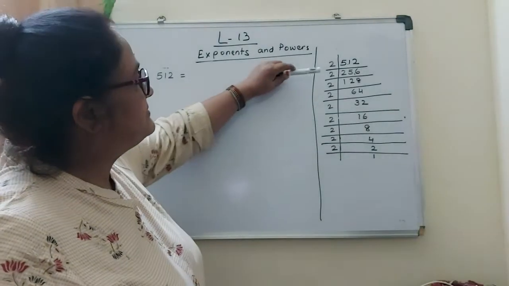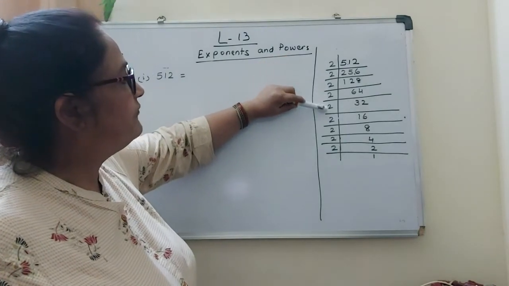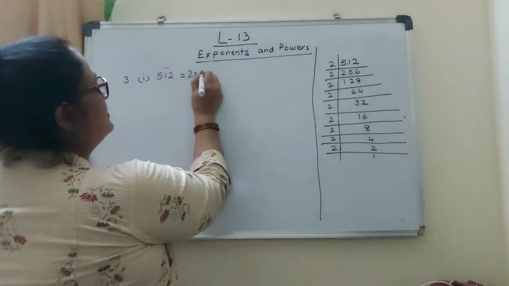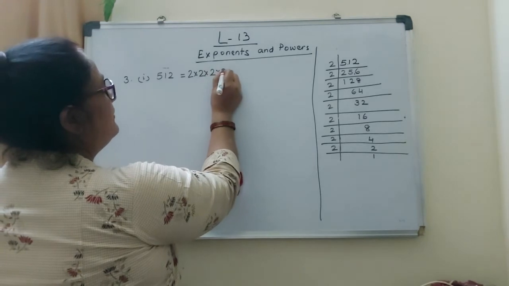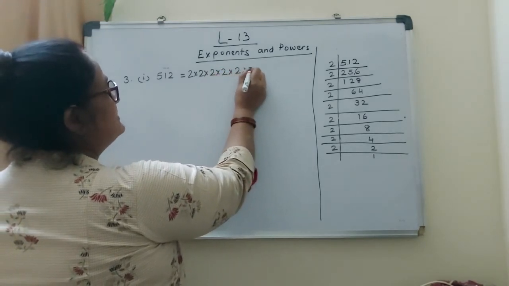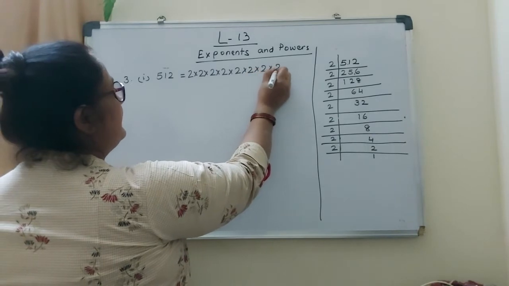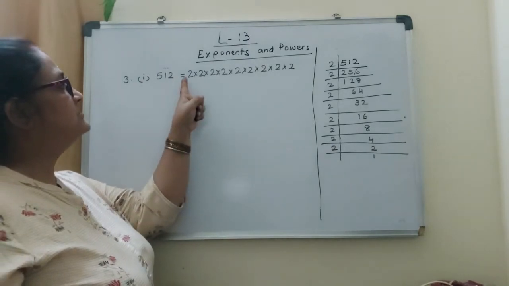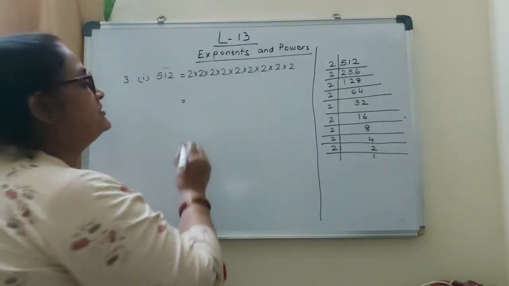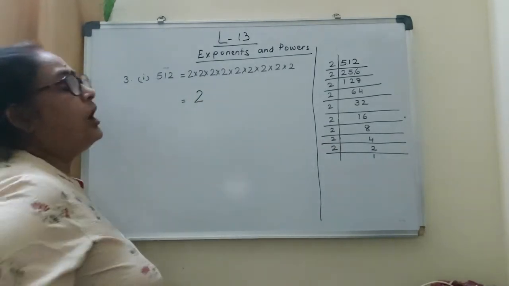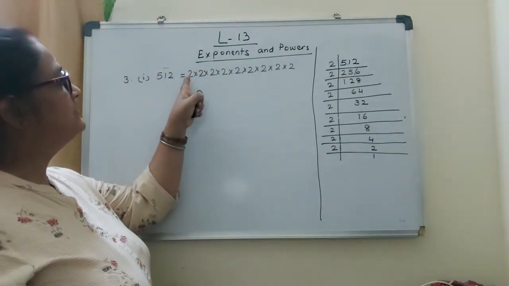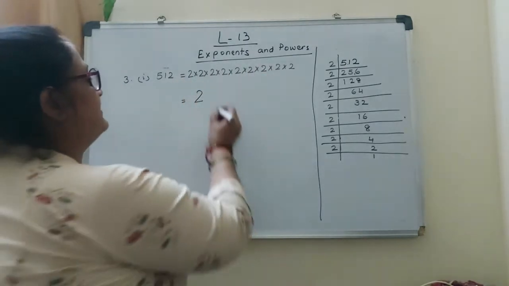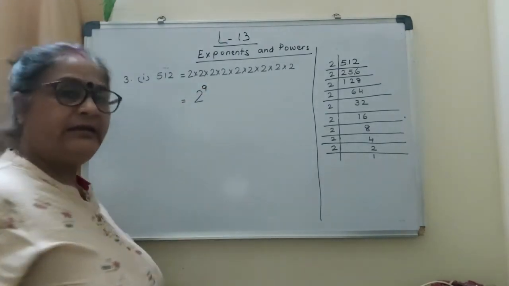Right. How many times is 2 occurring? 1, 2, 3, 4, 5, 6, 7, 8, 9. Write the factors. 512 is 2 multiplied by 2 multiplied by 2. Which is the number being multiplied? 2. How many times is 2 occurring out here? 1, 2, 3, 4, 5, 6, 7, 8, 9 times. So 2 raised to the power of 9.